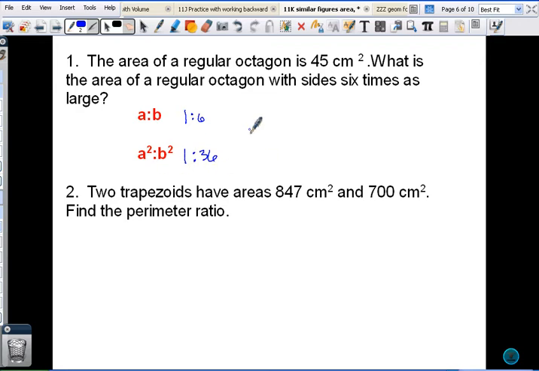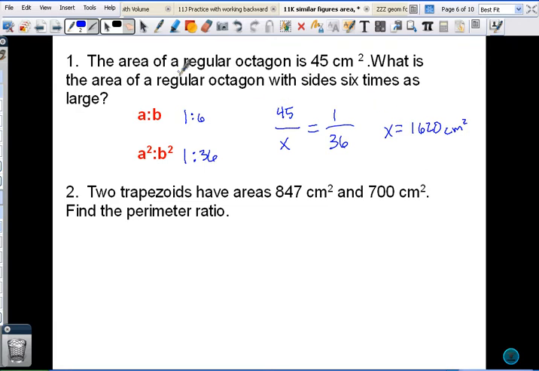And the way we use that now is we say the octagon we have is 45 centimeters squared in area. There's a larger octagon that we're looking for. We don't know what that is. We can set that equal to the ratio of the areas, because they're proportional to one another. So we have 1 over 36, small area to large area. Then on your calculator, you're going to do 45 times 36 divided by 1, which we know is itself. And so we get x equals 1,620 centimeters squared.